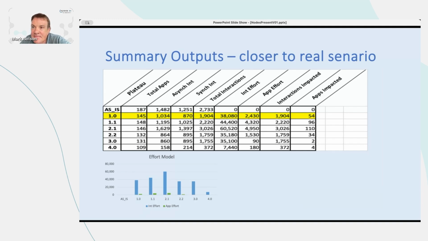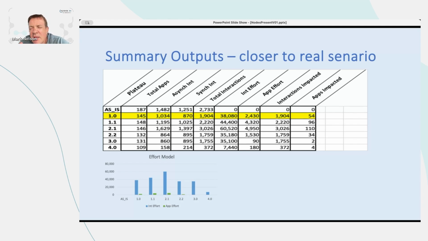So here we have a scenario that's closer to the real world, where we're starting off with, say, 187 apps as-is, and at plateau 4 we're dropping it to 109, which is a common approach, certainly in retail banking, because they have hundreds of duplicated applications in addition to duplicated interactions. I'm just highlighting one line, plateau 1. You can see that we have the number of asynchronous interactions, number of synchronous, total number, and then the estimate of the integration effort, and the estimation of the app effort.